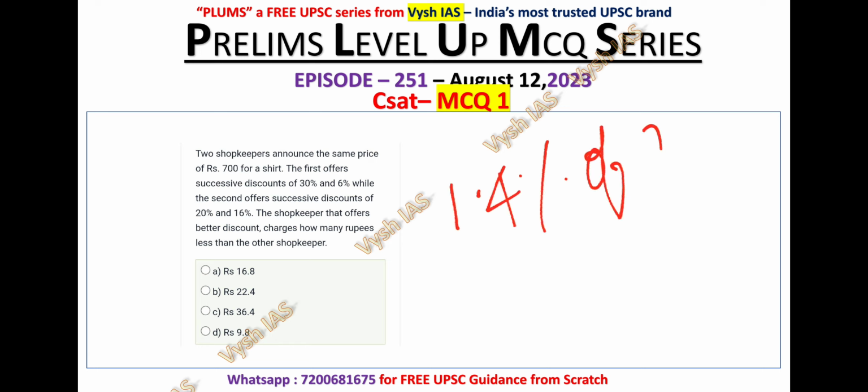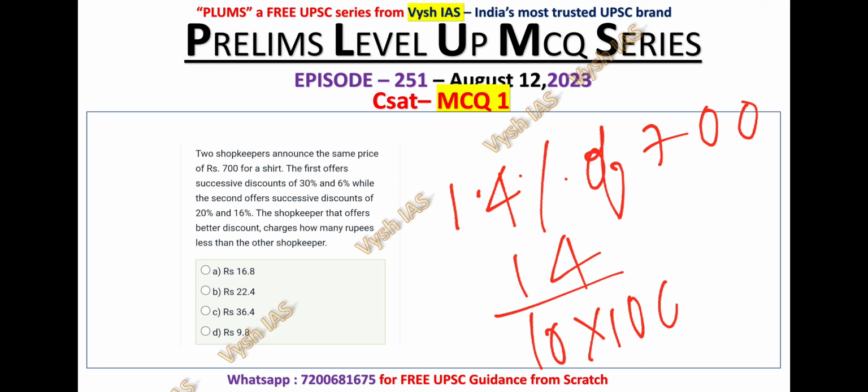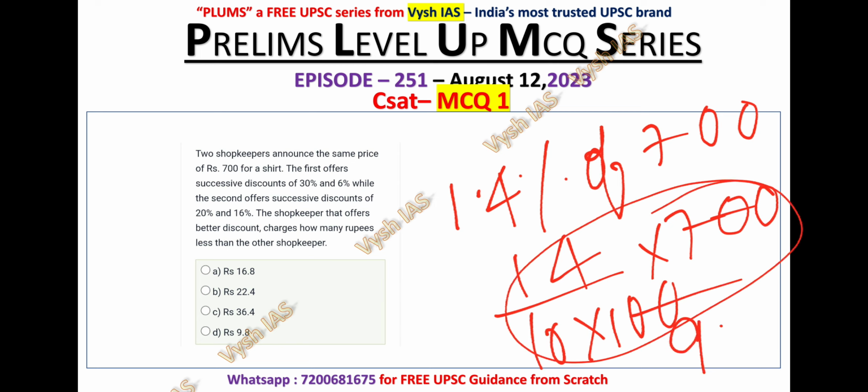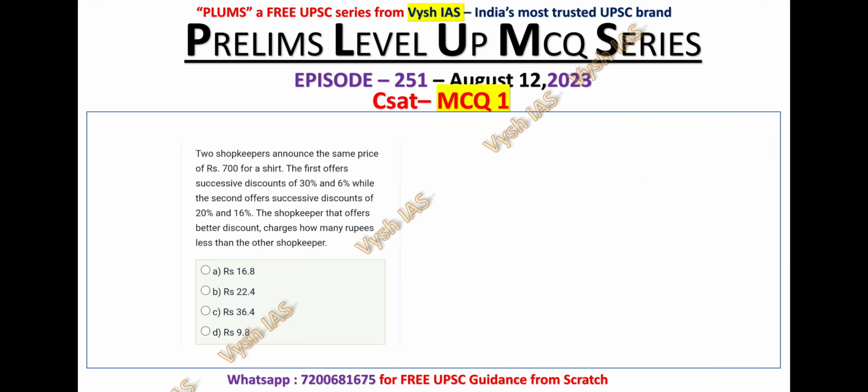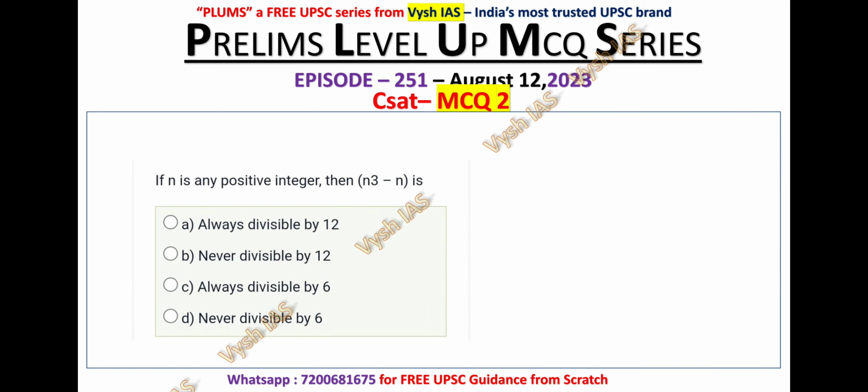1.4% of 700 is 14 by 10 into 100 into 700. The zeros get cancelled. If you further solve it, you will get 9.8. So 9.8, that is option D, is the correct answer for MCQ number 1.